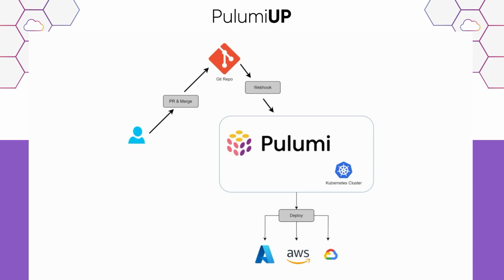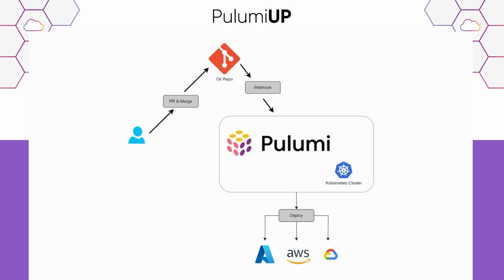Now, the Pulumi operator works in a similar way to Flux or Argo in that it is deployed to a Kubernetes cluster. So you do need a Kubernetes cluster to run this operator to actually manage your resources. But what you actually deploy doesn't have to be in Kubernetes. It can be in any of the providers.